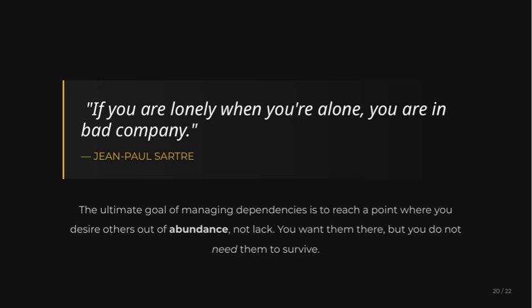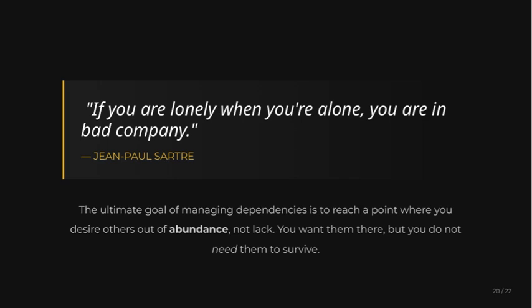The key idea here ties directly into managing dependencies. The goal isn't to be completely independent in the sense of needing no one at all. Rather, it's about reaching a point where we genuinely want others around us because they enrich our lives, not because we feel we can't survive without them. This shift from necessity to desire is crucial. It means we want others to join us, to share experiences, but we don't depend on them for our sense of worth or happiness. This kind of balance fosters healthier relationships and a stronger sense of self.